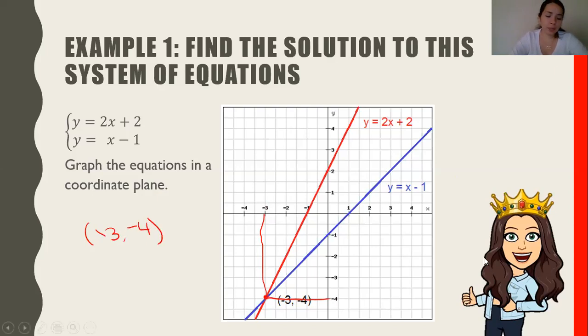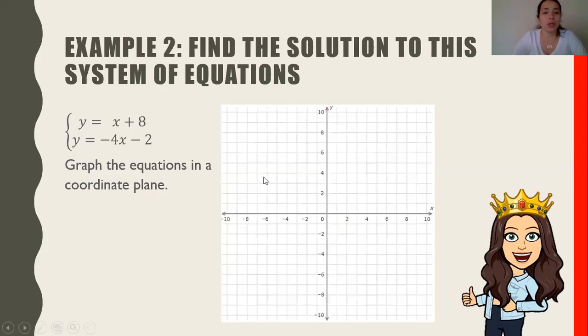So for your homework assignments, it will look like this, where it'll already be graphed for you. You just have to see where the points meet. So remember, when I asked for the solution to the system of equations, I mean, tell me where the points meet. So again, we're going to look at this problem.